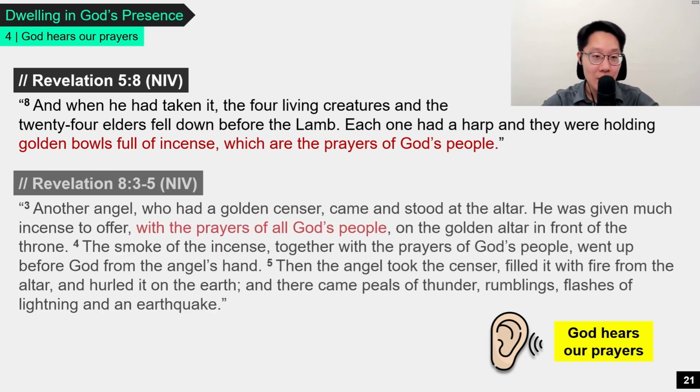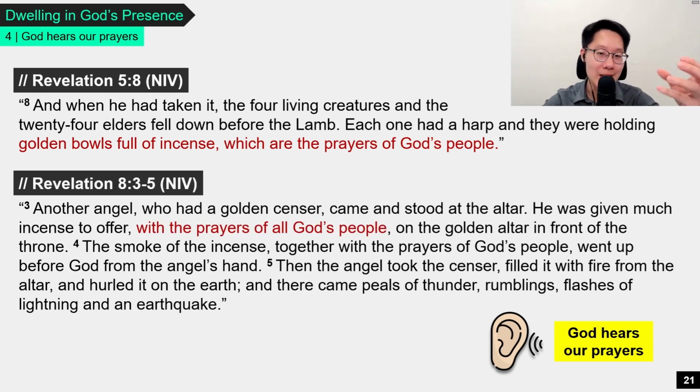And Revelation chapter 8 verses 3 to 5 tells us that another angel who had a golden censer came and stood at the altar. He was given much incense to offer with the prayers of all God's people on the golden altar in front of the throne. The smoke of the incense together with the prayers of God's people went up before God from the angel's hand. Then the angel took the censer, filled it with fire from the altar, and hurled it on the earth. And there came peals of thunder, rumblings, flashes of lightning, and an earthquake.